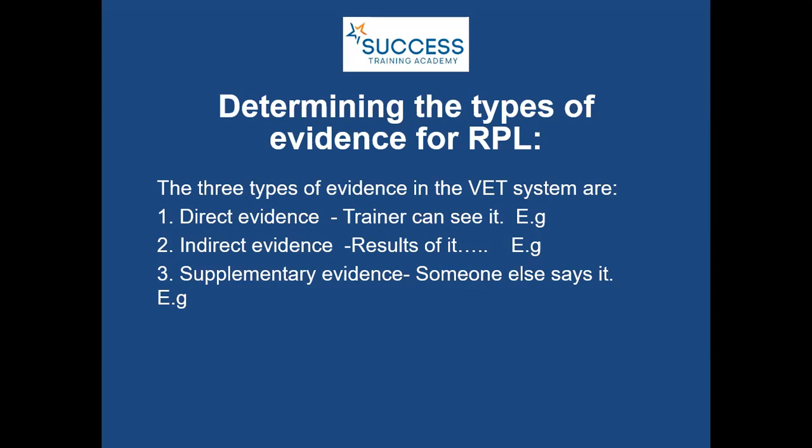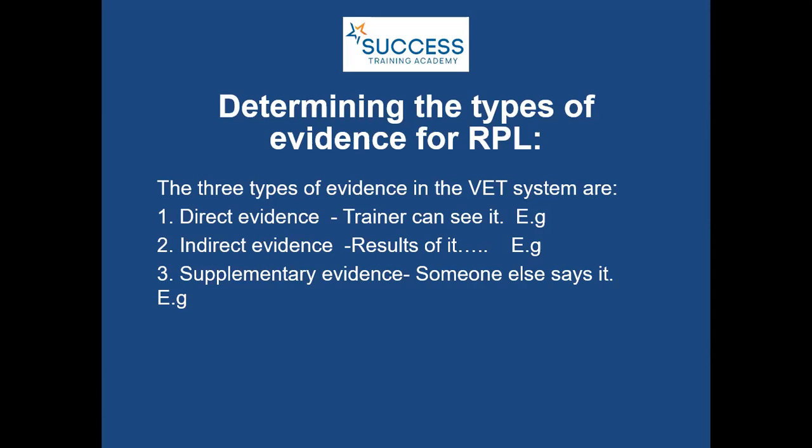Okay, now there's 3 different types of evidence that they may provide. So they may provide direct evidence. Okay, they may provide indirect evidence or supplementary evidence. Okay, now direct evidence is when you as the trainer actually watch them do it. Okay, so for example, if you actually went to a work site and watched them hammering in a nail, that would be a type of direct evidence. Okay, now if you watched a video of them hammering a nail, that would also be direct evidence.